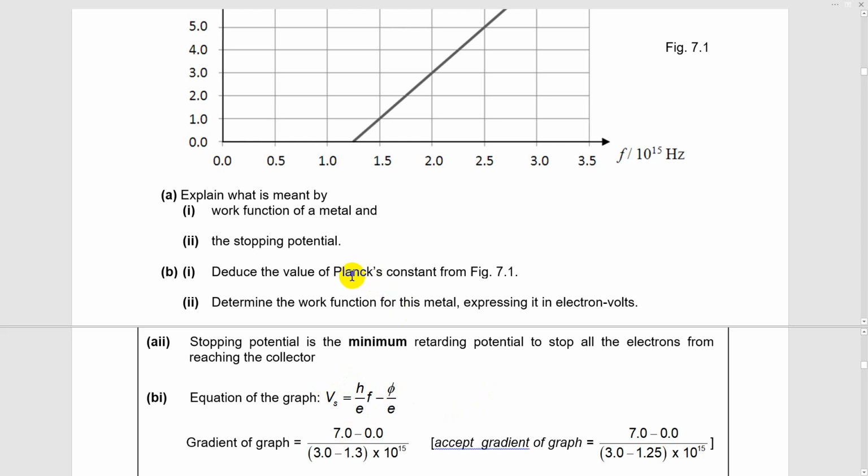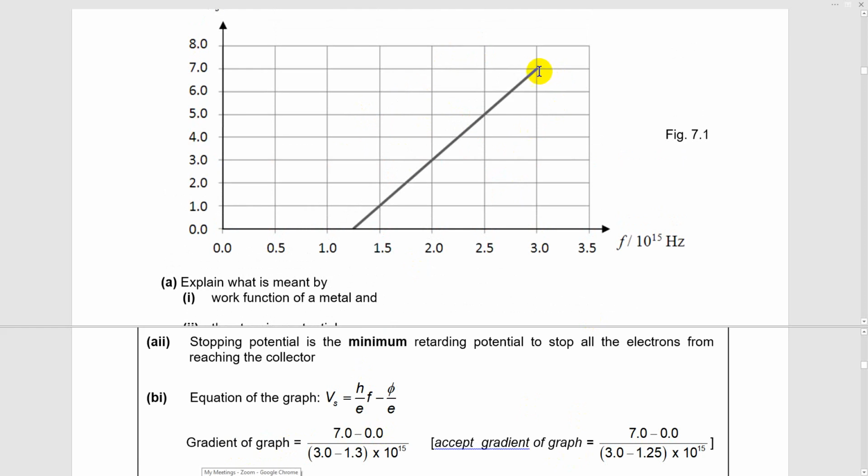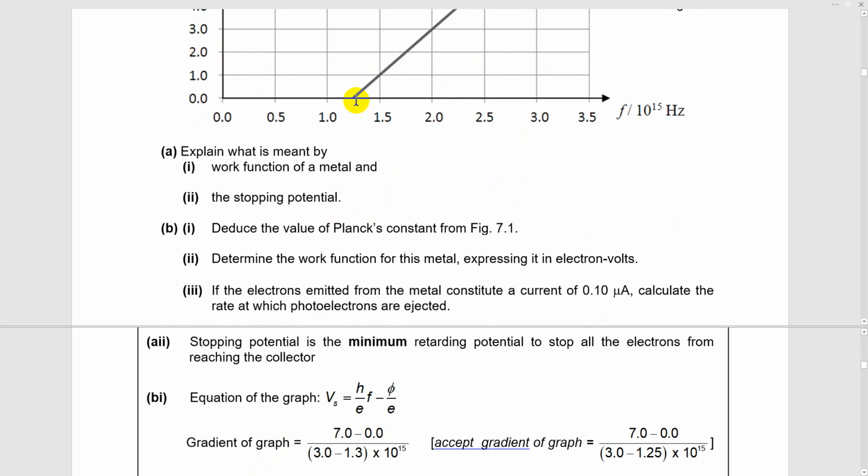So to find the value of the Planck constant h, all you do is just find the gradient of this graph. Gradient of graph: 7.0. So one point we take is this point, 7.0 and 3.0. The other point we can take from here, or here, or here, anywhere. If you take from here, maybe you can read this as 1.3 or maybe 1.25.